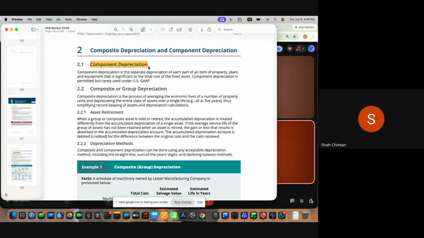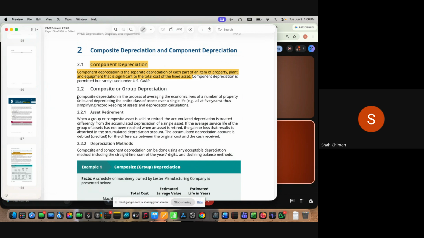So what we are saying in theory, component depreciation is a separate depreciation for each part of the PPE. It is allowed under US GAAP. Also, a group depreciation. So if you don't want to do a separate depreciation and you just want to club them together, because the office you are going to use ultimately as one office space, you can still combine them and treat it as one asset, and you can depreciate over the 20 years of useful life.